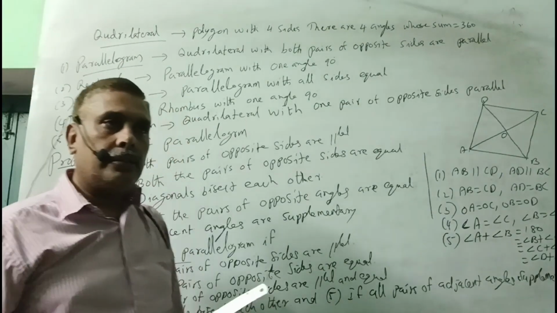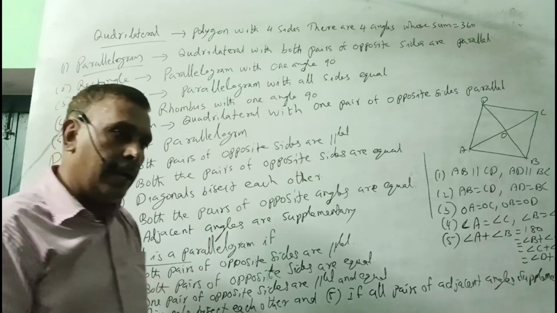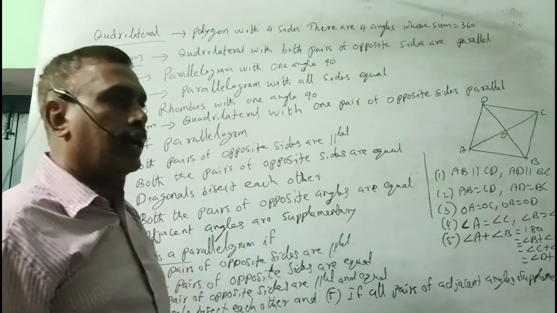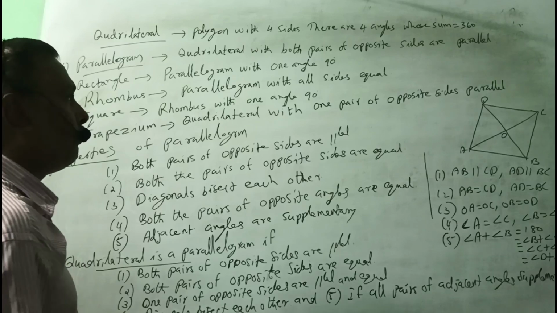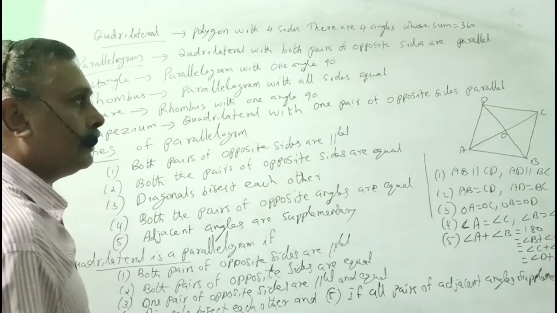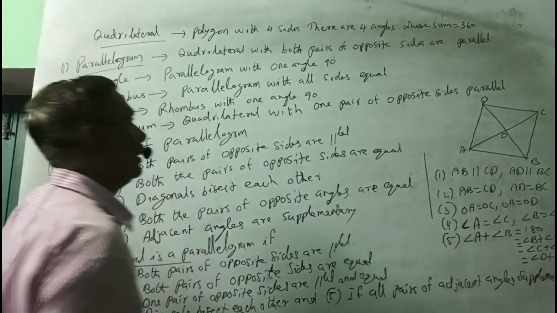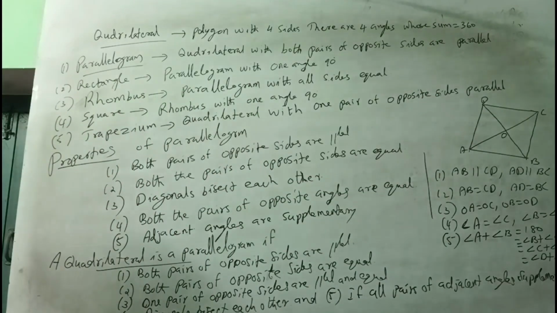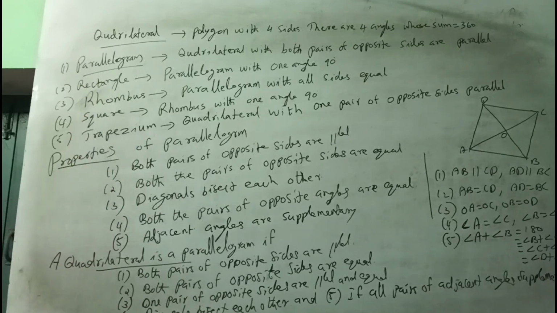A triangle has three sides and three angles. The sum of the angles is 180 degrees, but in a quadrilateral there are four angles and four sides, in which the sum of the angles is 360 degrees. Now there are a few types of quadrilaterals. One is the parallelogram, one of the most important ones.